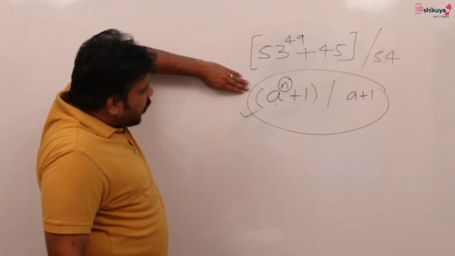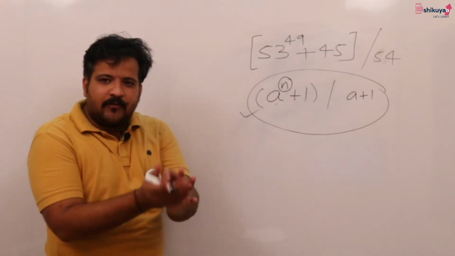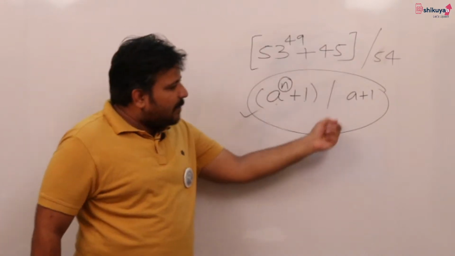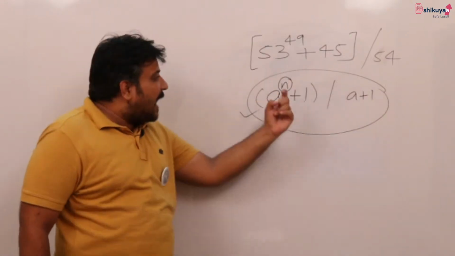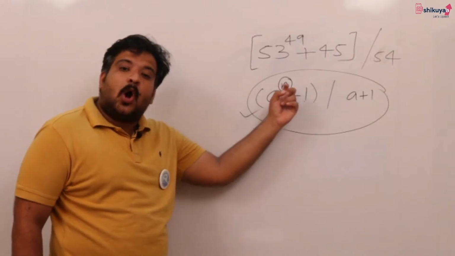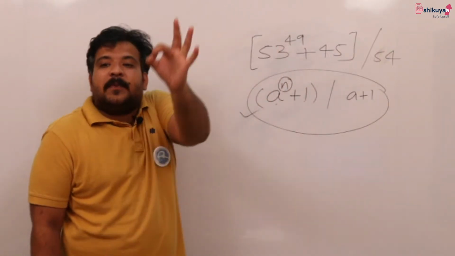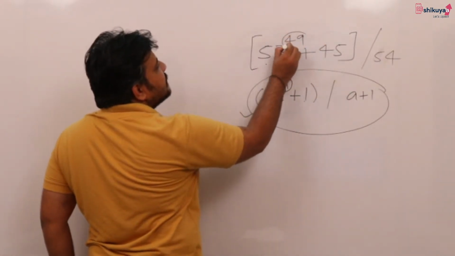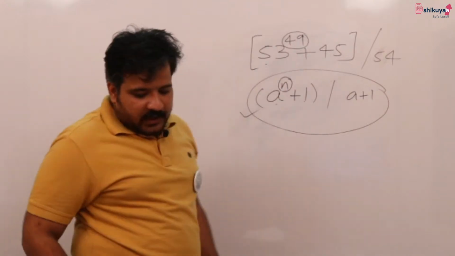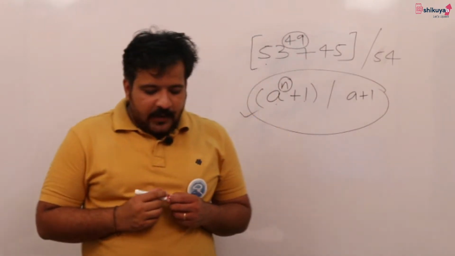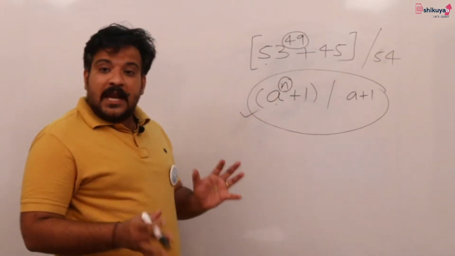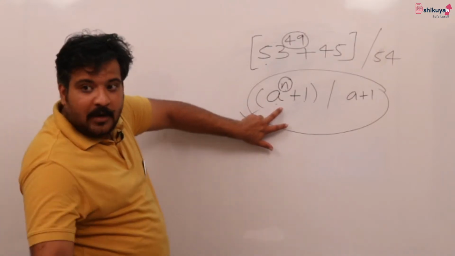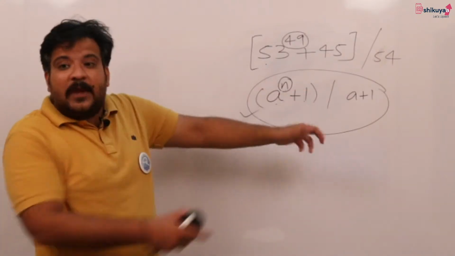And if you are able to understand, this is very simple. If you have one mathematical term, a raised to n plus 1 divided by a plus 1, and if this n is odd, the power of a is odd, then this number is 100% divisible. So look at this, 53 raised to 49. This 49 is odd. Am I right? Are you getting my point or not? But unfortunately, this problem doesn't seem to fit this pattern.